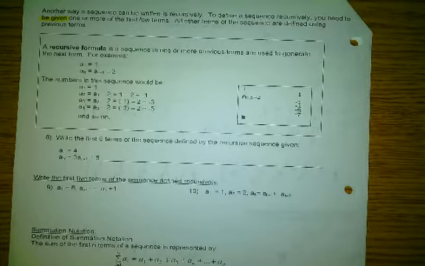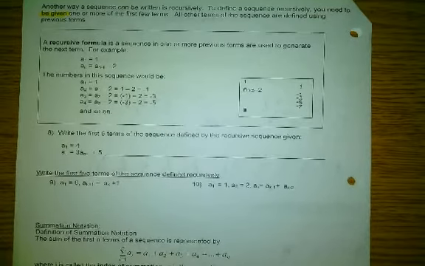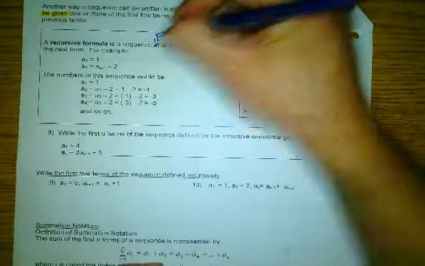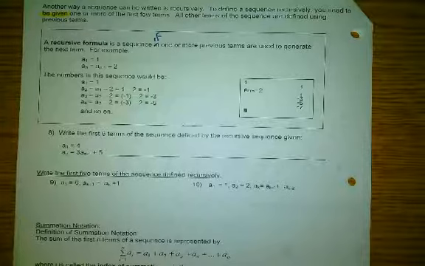It gets tricky here in just a second because we're going to talk about 8.2, and something can be recursive and at the same time be arithmetic, which is what I just gave you, or something can be recursive and at the same time be geometric, which is what we're going to talk about in 8.3. But stay with me, okay? So I'm going to give you an example here. It says a recursive formula is a sequence in which, this should be if, not in, sorry, if one or more previous terms are used to generate the next term.